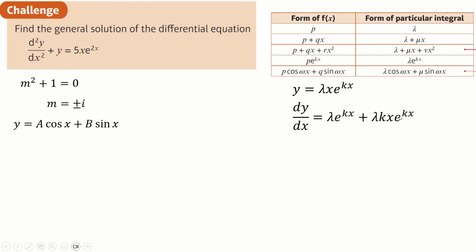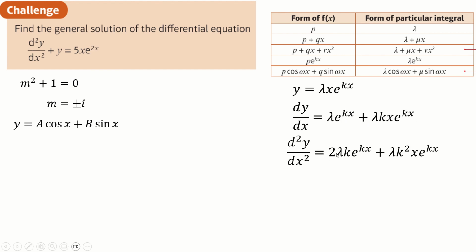Did some product rule to differentiate it, and then did some more product rule to differentiate it again. Notice how when you differentiate this one, you get lambda k e to the kx. And then when you differentiate the first half of this one, which involves just differentiating this x, you get lambda k e to the kx. So there's just two of those, and then the other bit is here.